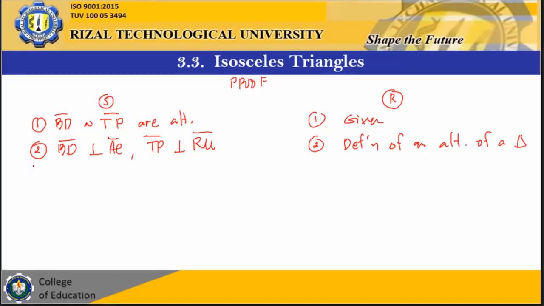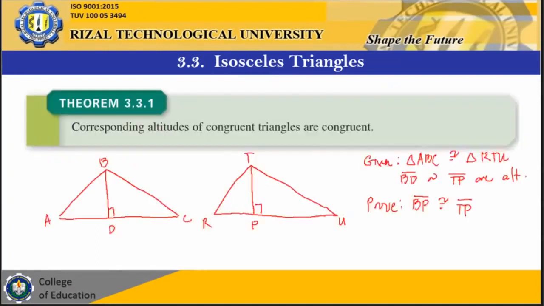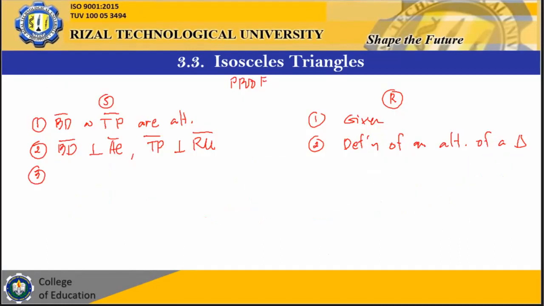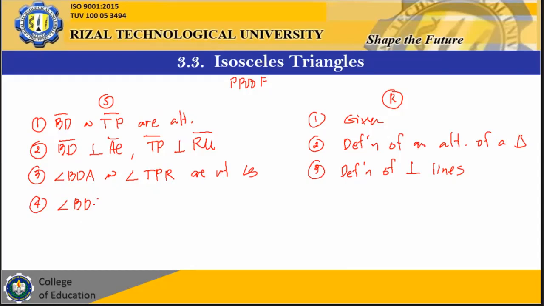O, ito na. Ito yung kaninang ginawa natin. Pag merong perpendicular lines, anong mabubuo natin? Makakabuo tayo ng right angle. Right. Tama? So, I can say that angle BDA and angle TPR are right angles. This is definition of perpendicular line. Okay? So, if I have already two right angles, then I can say that angle BDA is congruent to angle TPR. Okay, why? Lagay nyo ulit. Any two right angles are congruent. Okay? That clear?